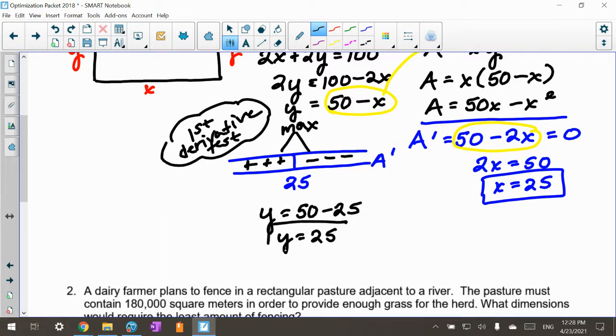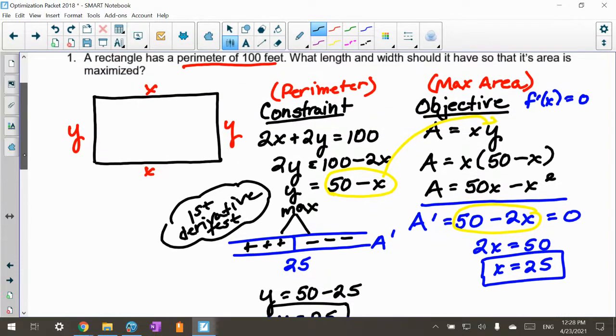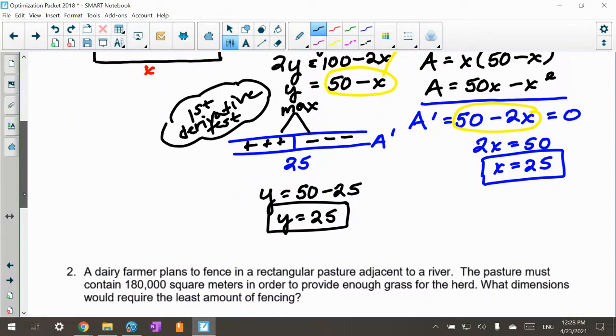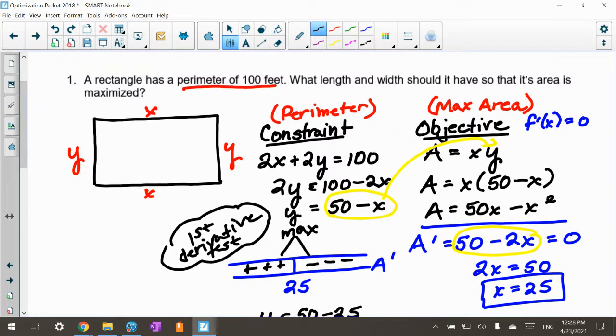Now you're like, but that's not a rectangle, that's a square. Well, a square is a rectangle. And as you start to do optimization problems, you'll see that the closer you are to a square or a circle is where you have your maximum. So basically, this is a square, 25 all around. And we used calculus to determine that. Okay? Let's try number 2.